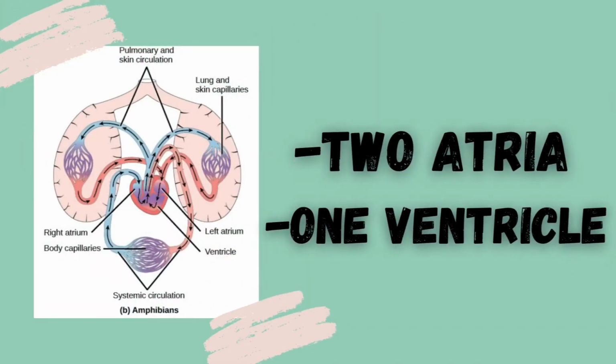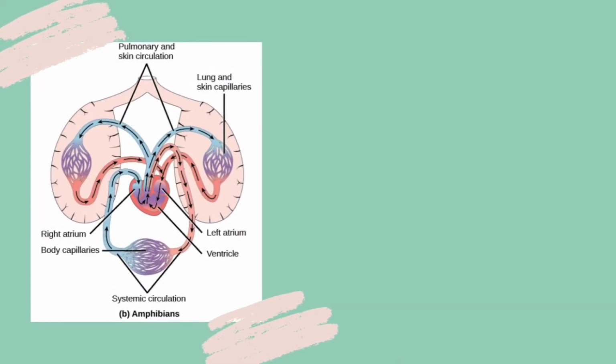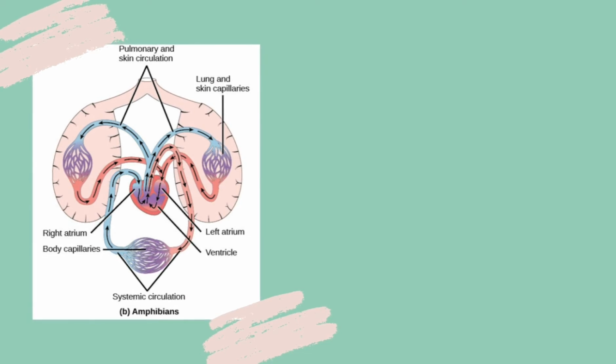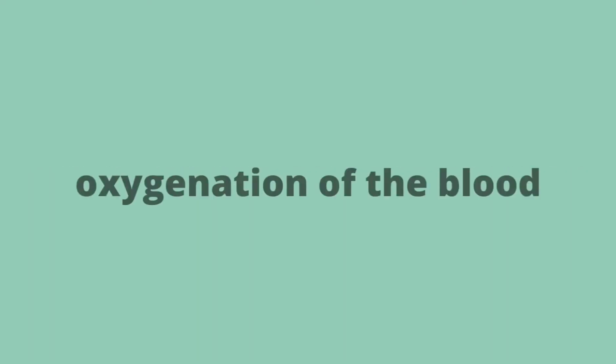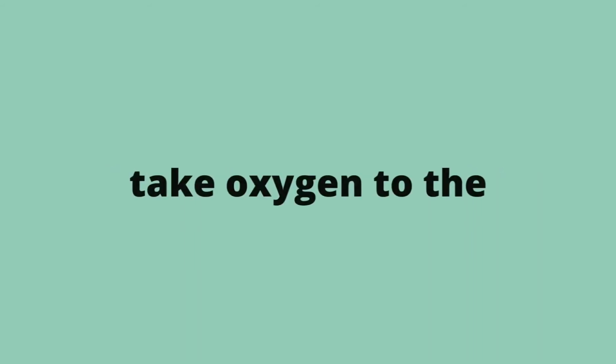As shown in the figure, amphibians have a three-chambered heart that has two atria and one ventricle, rather than the two-chambered heart of fish. The two atria receive blood from the different circuits, and then there is some mixing of the blood in the heart's ventricle, which reduces the efficiency of oxygenation. In short, amphibians have two circulatory routes: one for oxygenation of the blood through the lungs and skin, and the other to take oxygen to the rest of the body.